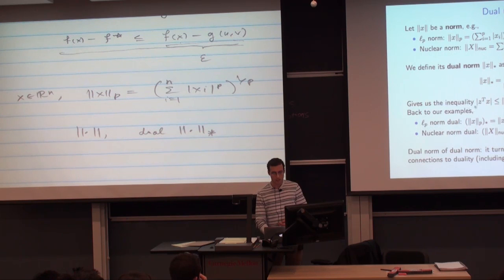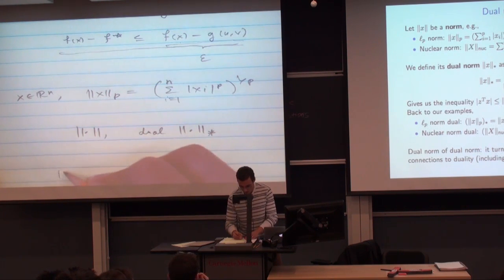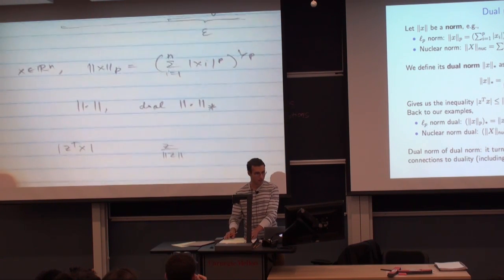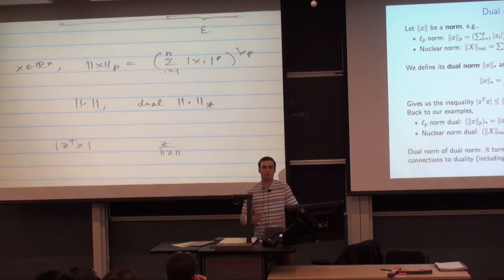This gives us immediately this inequality, right? That in absolute value, z transpose x is smaller than or equal to the primal norm of z times the dual norm of x, right? Because if I have z transpose x, I can always think of the point z over its primal norm as having primal norm less than or equal to 1, so that's at least one feasible point in this max.